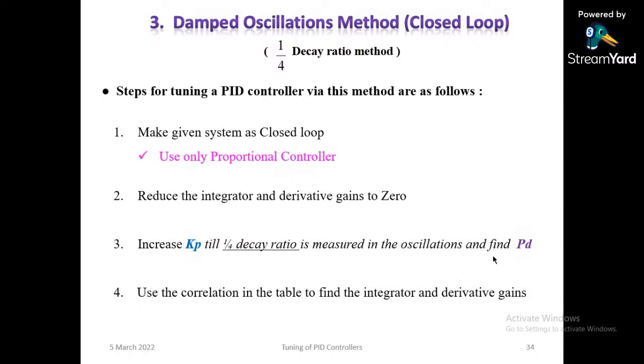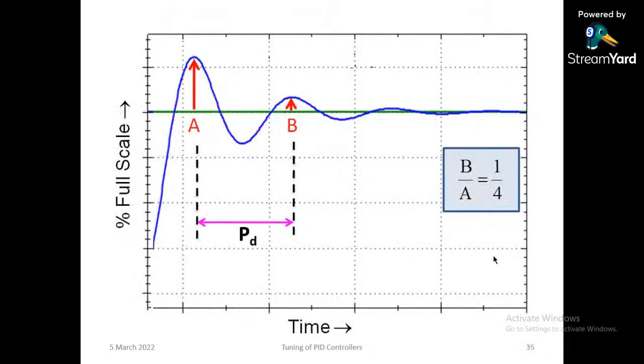1/4 decay ratio is measured in the oscillation, and once you achieve that, find the PD. PD काय आहे कळेल थोड्या वेळाने. Okay, then use that table suggested by scientists. Use the correlation in the table to find the integrator and derivative terms. Right? कुठपर्यंत वाढवायचं केपी आपल्याला till 1/4 decay ratio is measured. See how to measure, how to calculate that 1/4 decay ratio.